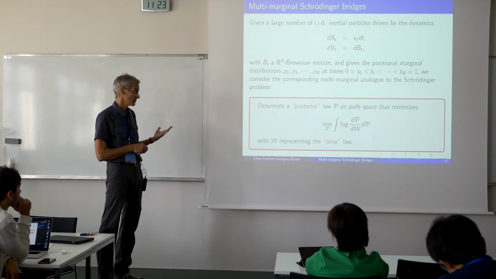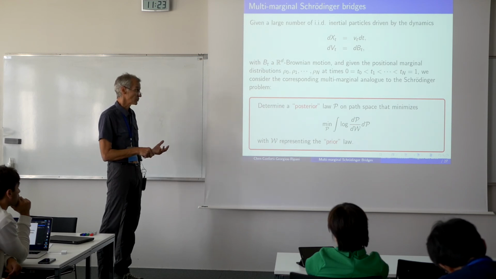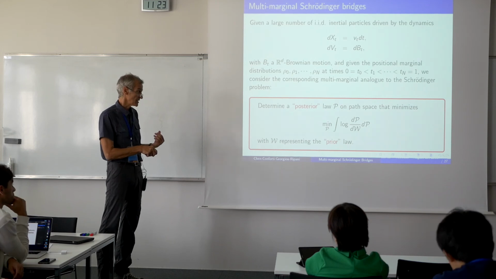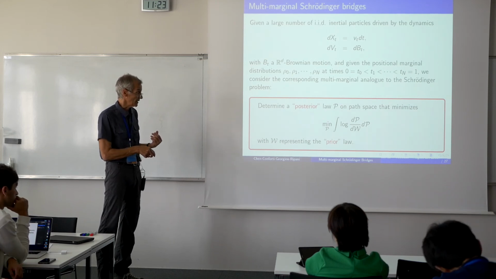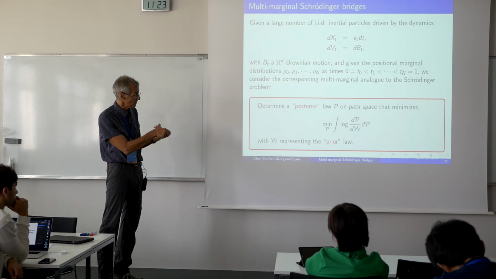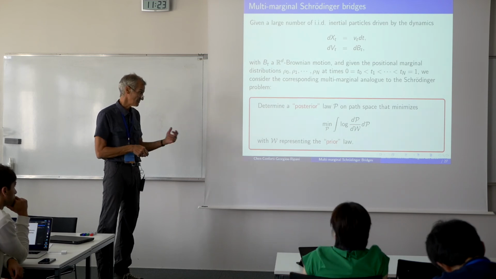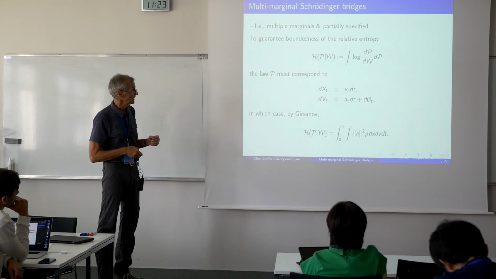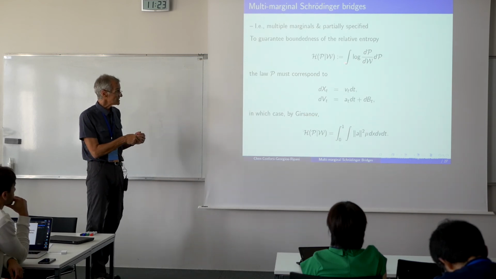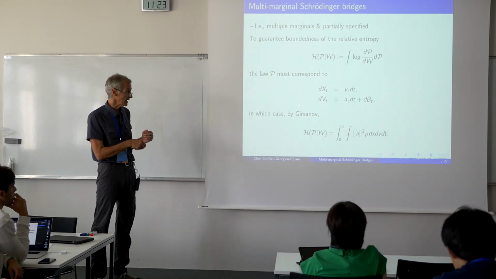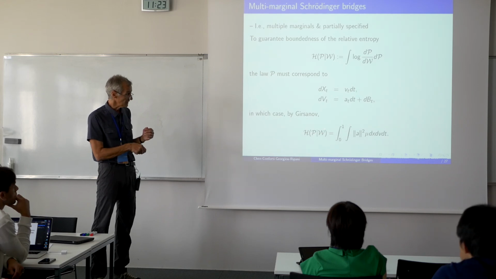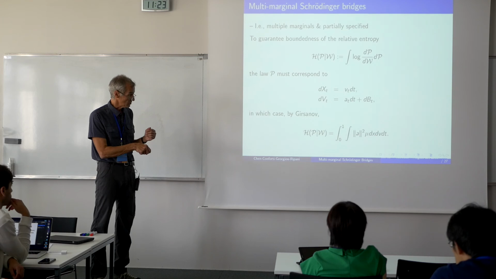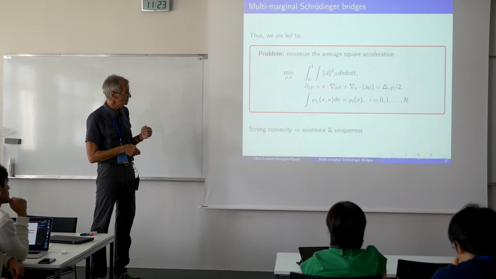And the problem is, we pose it exactly like in the Schrodinger setting. You minimize the posterior law P on path space with respect to the Brownian prior. Brownian is the law that is imposed on this system, on the path space, by the Brownian excitation. And you try to minimize the relative entropy. Once again, following Girsanov, the relative entropy becomes a quadratic expression where you penalize the square of the acceleration.